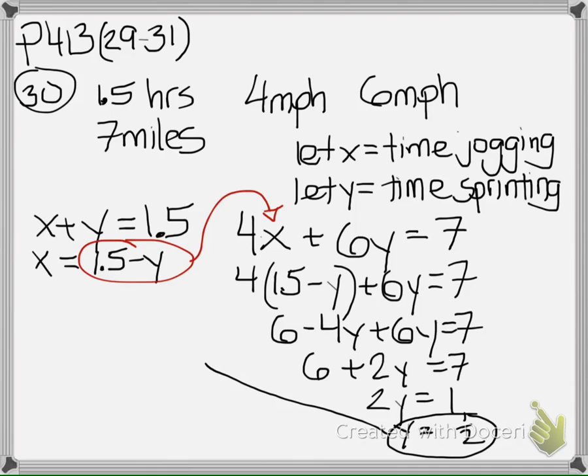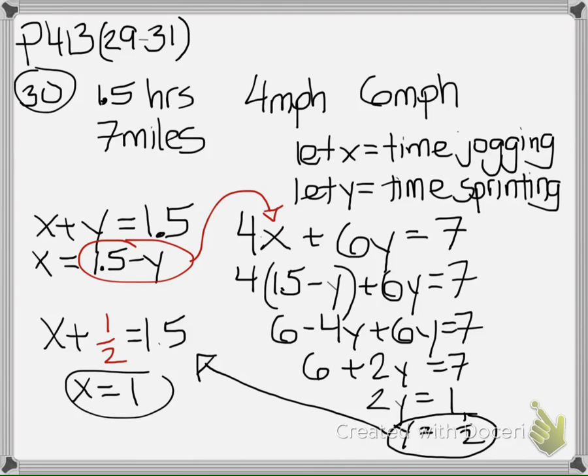Now I take that and plug it back into my other equation, and it said x plus y equals 1.5. Well, subtract 1/2, x is 1. So that means I jogged for 1 hour and I ran for half an hour. There's our solution.